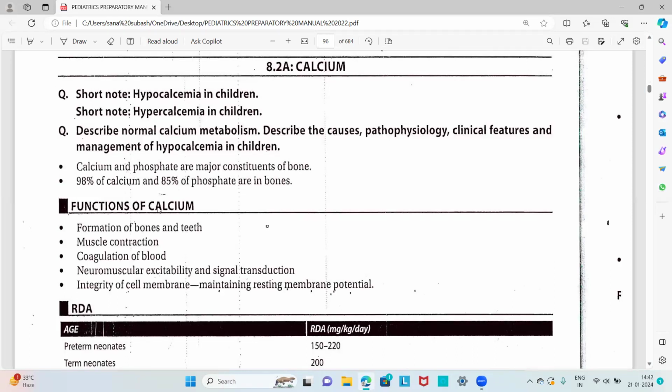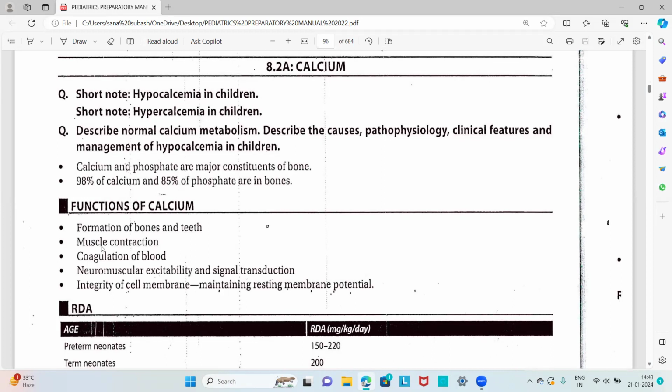The functions of calcium include the formation of bones and teeth. Calcium and phosphate are the major constituents of bone, so it results in the formation of bone and teeth. If there is any impairment of calcium metabolism or calcium deficiency, it results in bone deformities, and also delayed dentition. So that is the first function of calcium.